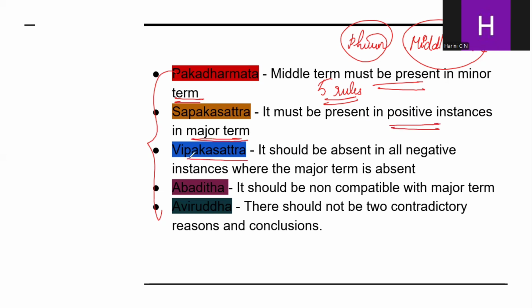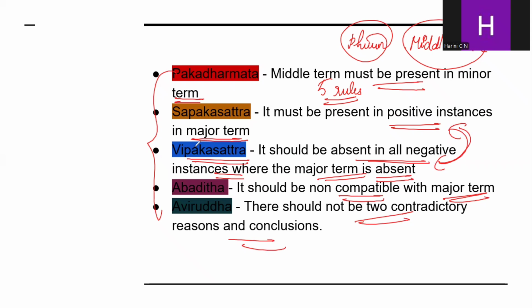And next one is Vipaka Satra. It should be absent in all the negative instances where the major term is also absent. So it is understood that it should be present in the positive instances where the major term is present, and it should be absent in the negative instances. Abadita: it should be non-contradicted by the major term. Aviruddha: there should not be two contradictory reasons. These are the proper rules the middle term should follow.